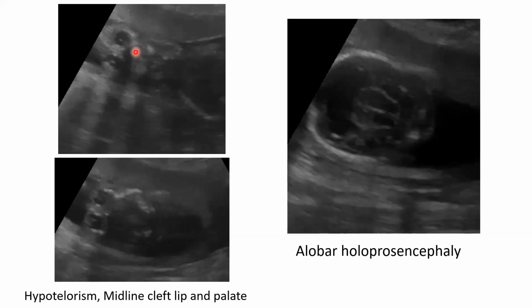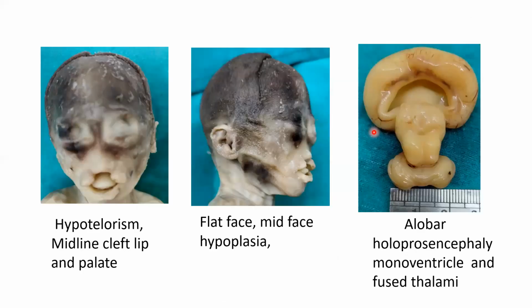So here we can see hypotelorism with left cleft lip and palate. And here we can see holoprosencephaly with monoventricle and fused thalami. So with these ultrasound findings, the prognosis was poor, and the couple decided to go for termination.